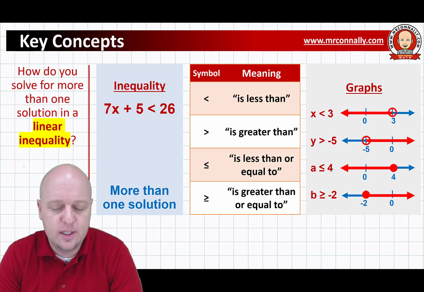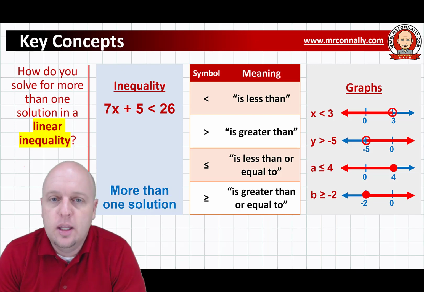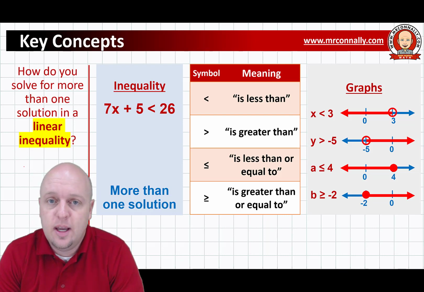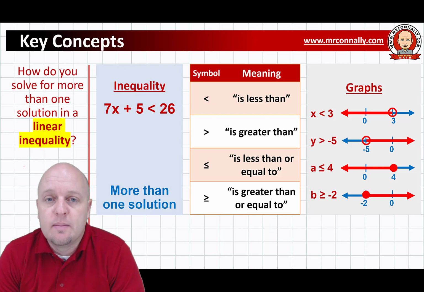Our key concepts for today are as follows. How do you solve for more than one solution in a linear inequality? Okay, so the thing about linear inequalities is there's more than one answer. There's lots of times in life when there's more than one possibility. Okay, you've got $20, you go to the store, you can buy more than one thing with that $20. You could also buy nothing with that. Okay, there's lots of different answers. You can buy combinations of different things. As long as you keep it under $20, you can have many different solutions to that problem.